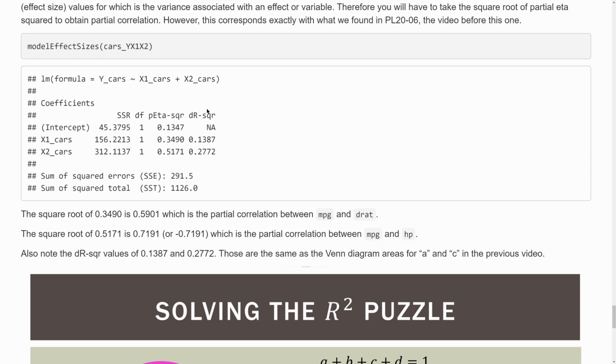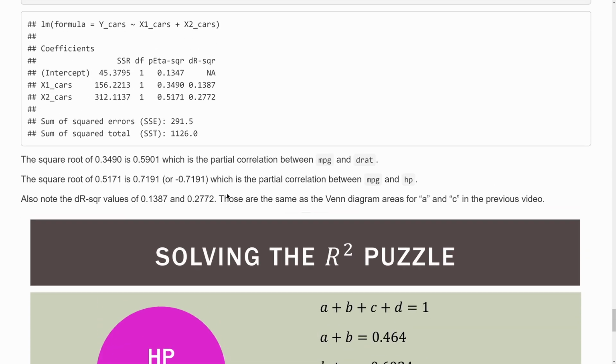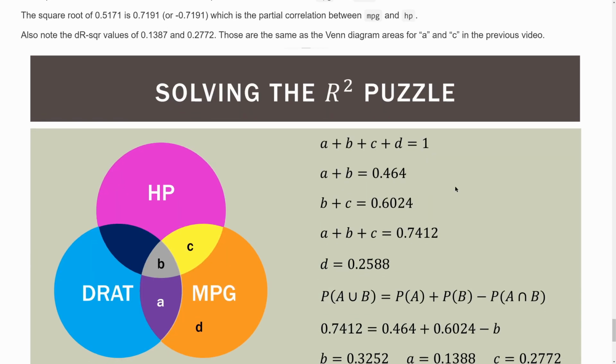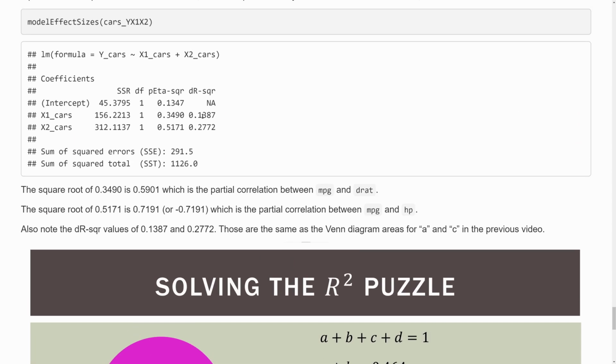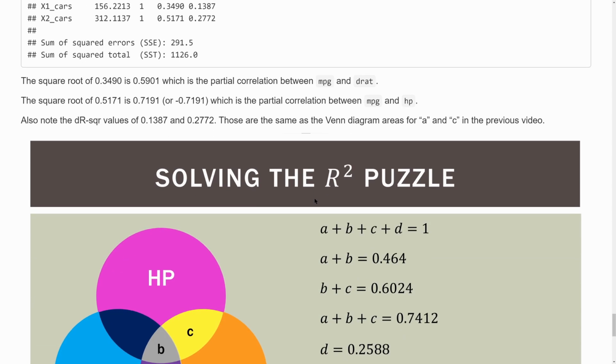Now this last column here is actually very interesting as well, and that's going to lead into our next series of videos, so I don't want to spoil that fun. However, if you look at those values, so 0.1387, 0.2772, if you remember from our previous video where we solved the Venn diagram puzzle, that's the value for A, so 0.1388, just because of rounding. So that's this area here in the purple. And then C, 0.2772, that's this area here in the yellow. And again, they show up here in this model effect sizes column at the end. And we'll get into what that means a little bit later.